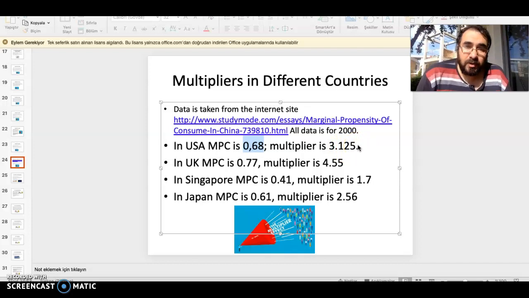In UK it is 0.77, multiplier is 4.55. In Singapore it is 0.41, so the multiplier is just 1.7. In Japan it is 0.61, so multiplier is 2.56. I could not find it for Turkey or Turkish Republic of Northern Cyprus, although if you look on the internet, maybe there is some study where you can see it. There are no general numbers calculated for the multiplier, so you should look to specific studies. It's not a regularly calculated number.